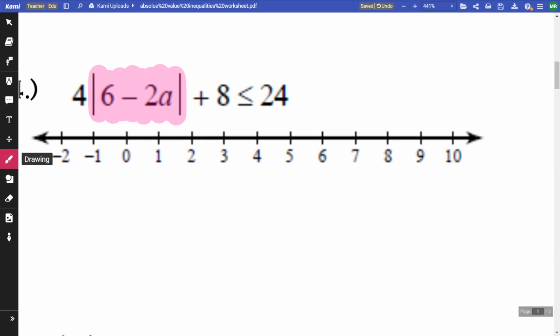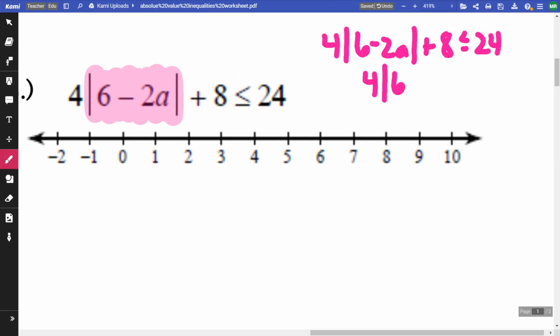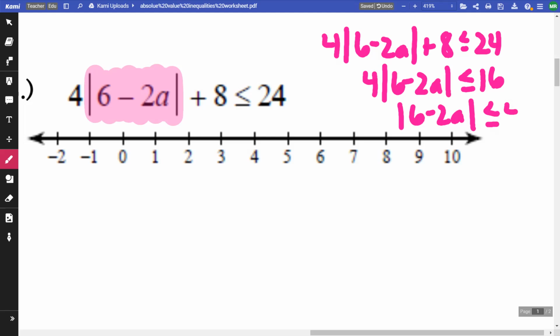So let me do some of this math up here. 4 absolute value of 6 minus 2a, plus 8 less than or equal to 24. So I'm going to minus 8 from both sides. I have 4 absolute value of 6 minus 2a less than or equal to, and when I subtract 8, I get 16. Then I'm going to divide by 4. So absolute value of 6 minus 2a, and when I divide by 4, I end up with less than or equal to 4.